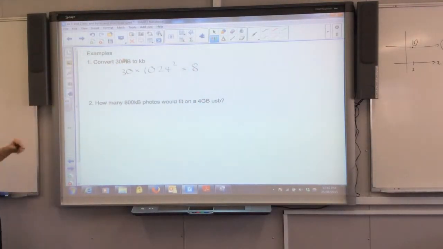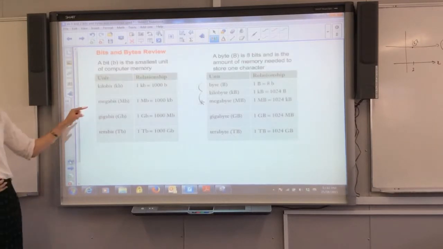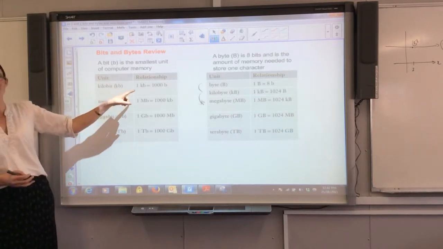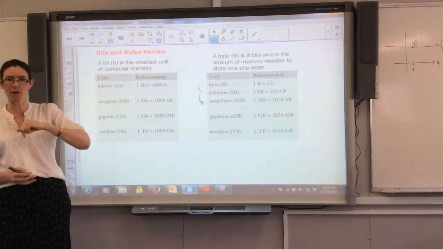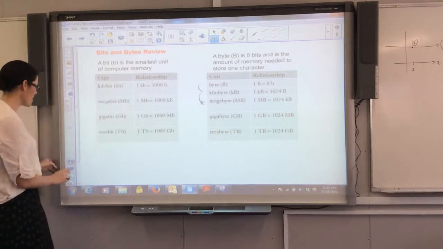Now I want to go from bits to kilobits. There are 1,000 bits in a kilobit. They're bigger, so there's less of them, so I'm going to divide by 1,000.